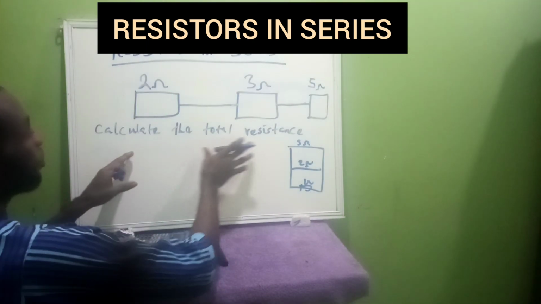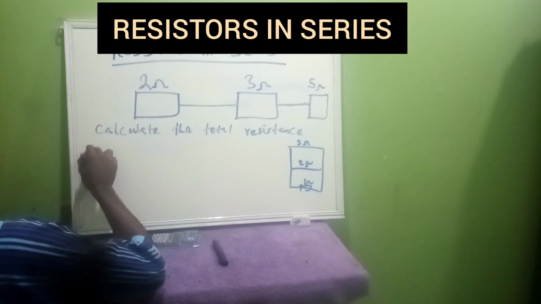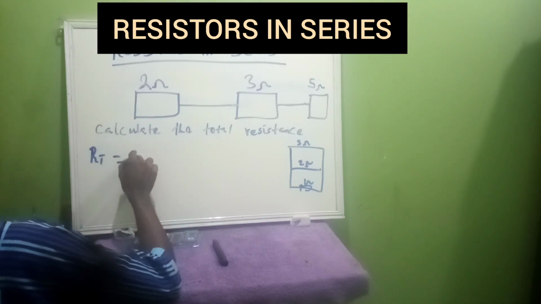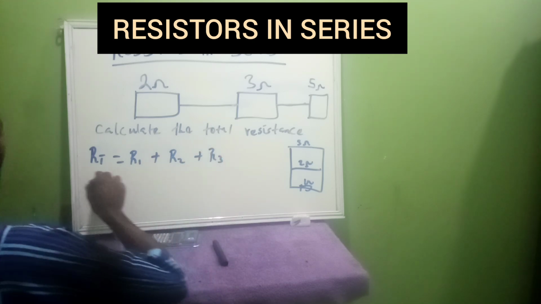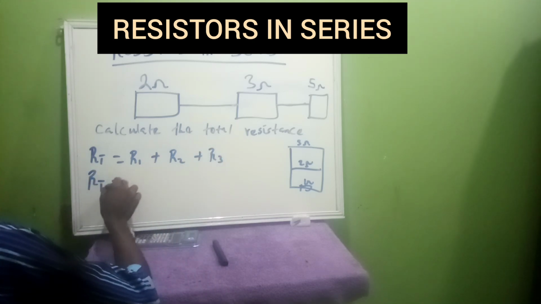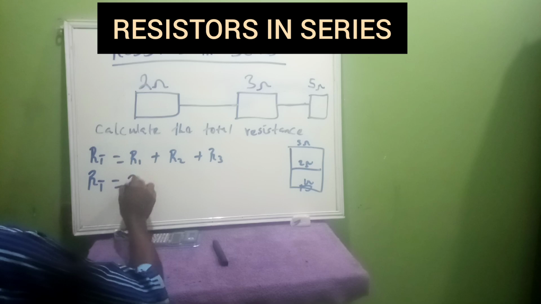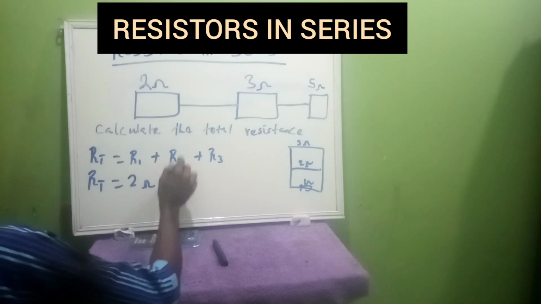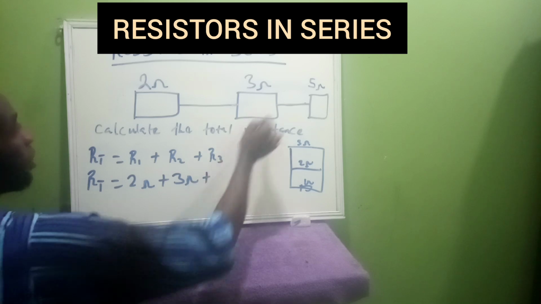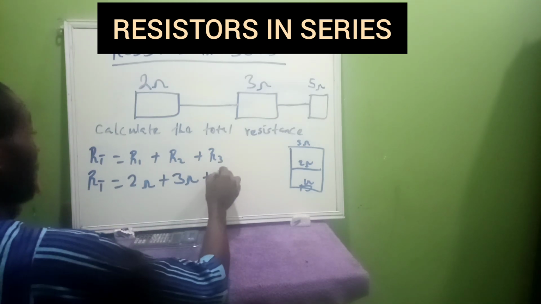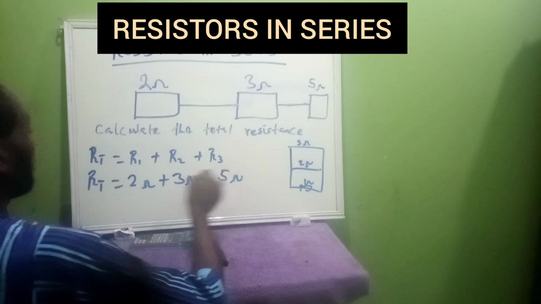So in series, for us to calculate the total resistance, we now say RT is equals to what? R1 plus R2 plus R3. Now, our RT, now what is our R1? Our R1 is 2 ohms plus, what is our R2? Our R2 is what? 3 ohms. And what is our R3? Our R3 is 5 ohms.